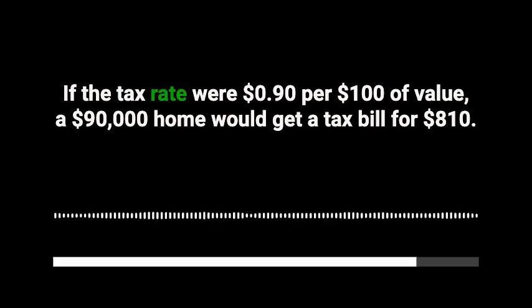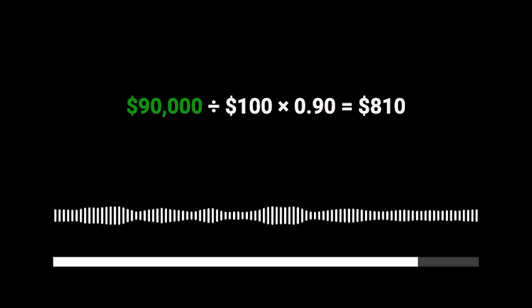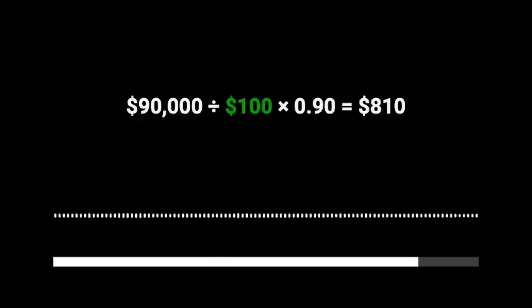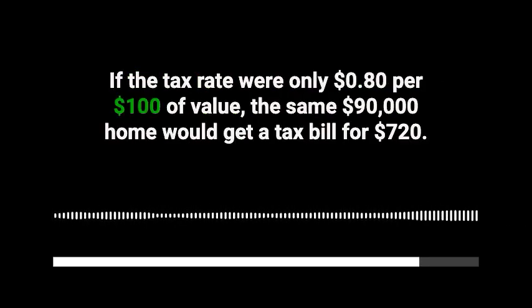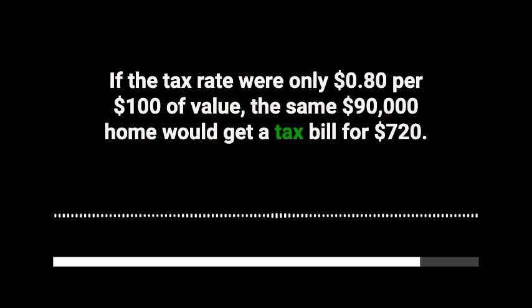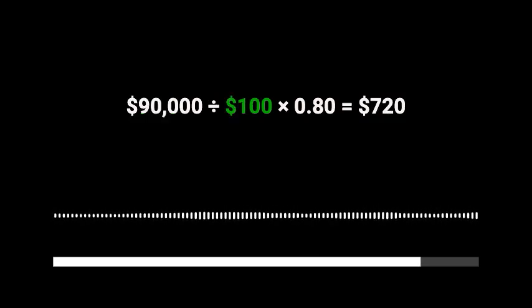If the tax rate were 90 cents per $100 of value, a $90,000 home would get a tax bill for $810. $90,000 divided by $100 times 0.90 equals $810. If the tax rate were only 80 cents per $100 of value, the same $90,000 home would get a tax bill for $720. $90,000 divided by $100 times 0.80 equals $720.